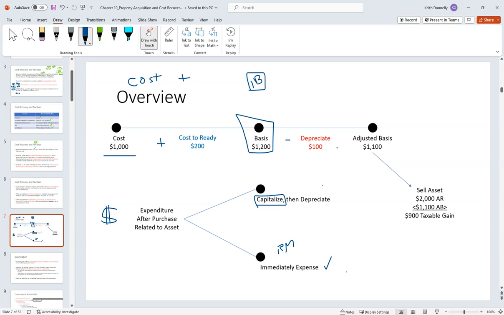In any event, say we're carrying it at $1,200. In year one, we depreciate it by 100. Accordingly, our adjusted basis will be 1,100. Why we care about that is, hey, if we sell it, we're going to use the amount realized minus our adjusted basis. That gives us our gain.